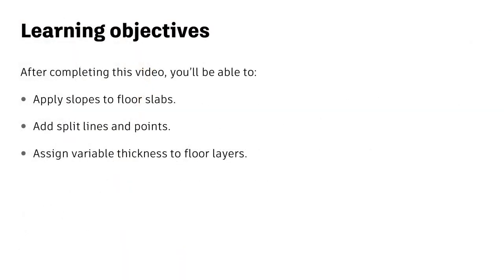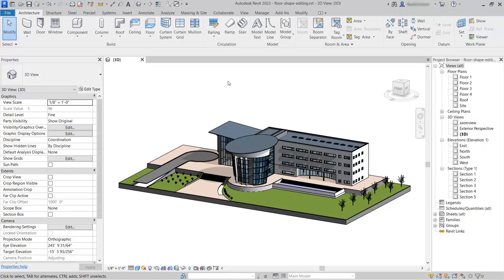In this video, we will see how to apply slopes to floor slabs by using the shape editing tools. We'll see how to add split lines and points to the floors to help modify the shape. And we'll also see how to assign variable thickness to a layer within the floor assembly and how that affects the shape edited floor. I have the exercise file floor shape editing open.